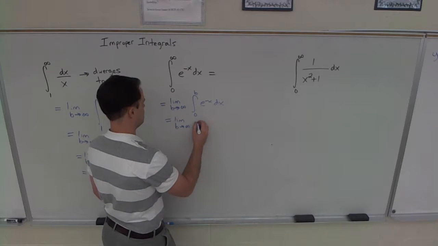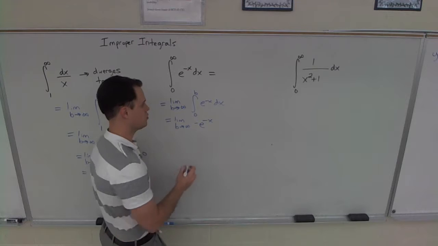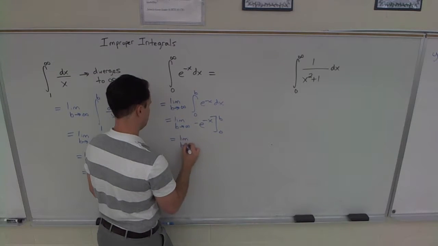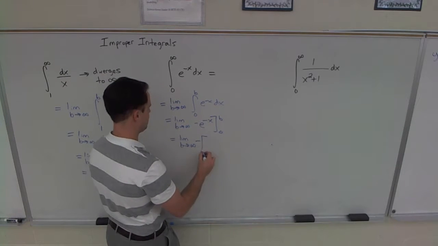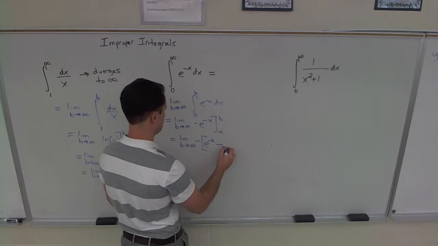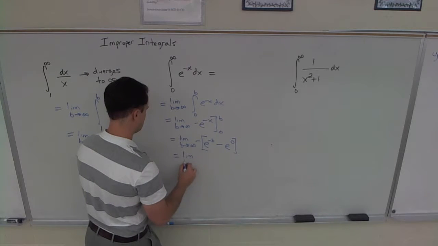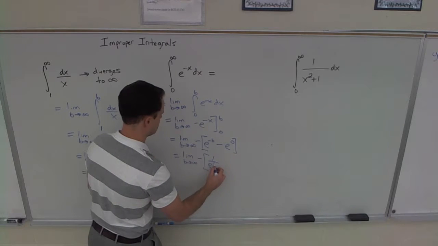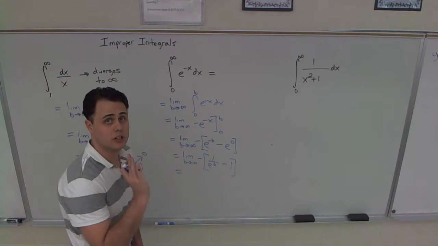So let's see, the antiderivative of e to the negative x is negative e to the negative x, evaluated from 0 to b. Notice I'm not touching the limit until the very end of my problem. So this is going to be negative, I'm going to factor that out. e to the negative b minus e to the negative 0 is just 1. So that's going to be the limit as b approaches infinity of negative 1 over e to the b minus 1. Now I'm going to evaluate my limit and put it in at the end.